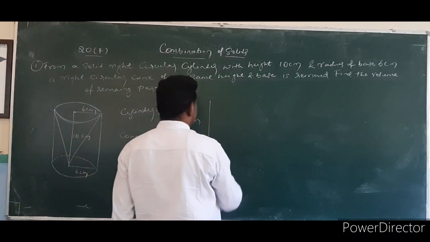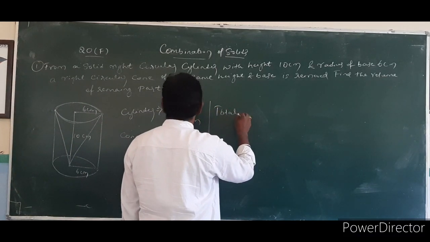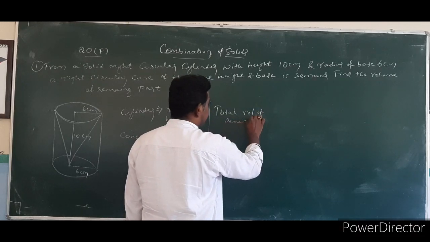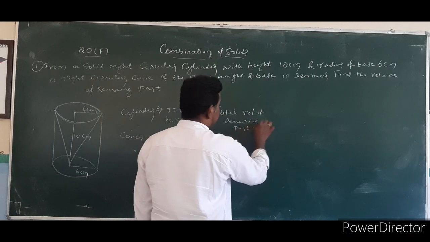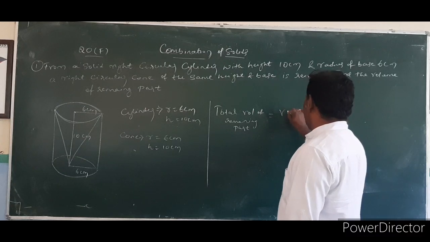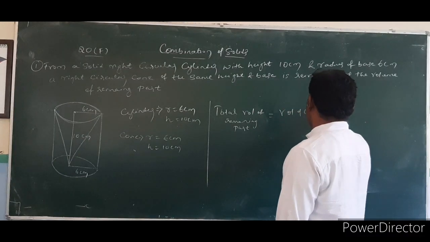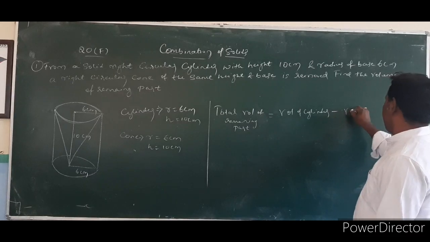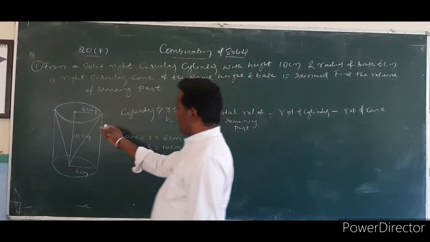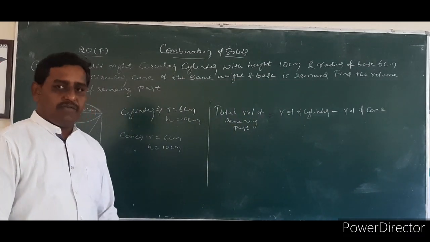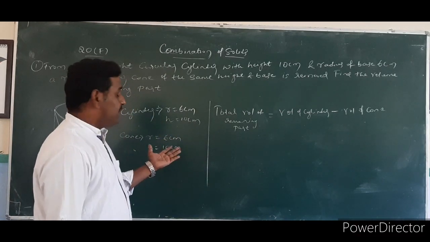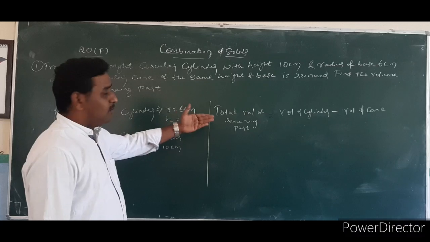That is, the total volume of the remaining part is equal to volume of cylinder minus volume of cone. If you subtract, you will get the remaining part of the volume. We have to find, after removing a cone of 6 centimeter radius and 10 centimeter height from the cylinder, how much volume is remaining.